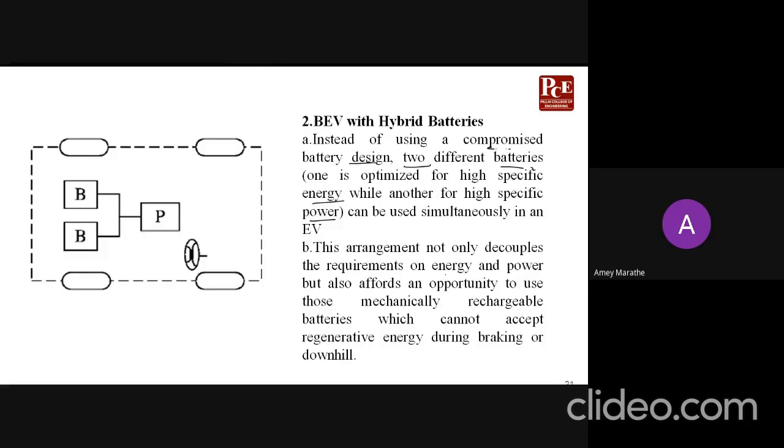So we need to have two different battery chemistries. Say for example, one can be a nickel metal hydride chemistry, and the other can be a lithium ion chemistry. So two different battery chemistries. This chemistry will give you good specific energy, and that can give you good specific power, and that can solve the purpose. So hybrid batteries, again, with a power converter. So this is the second configuration which is possible.